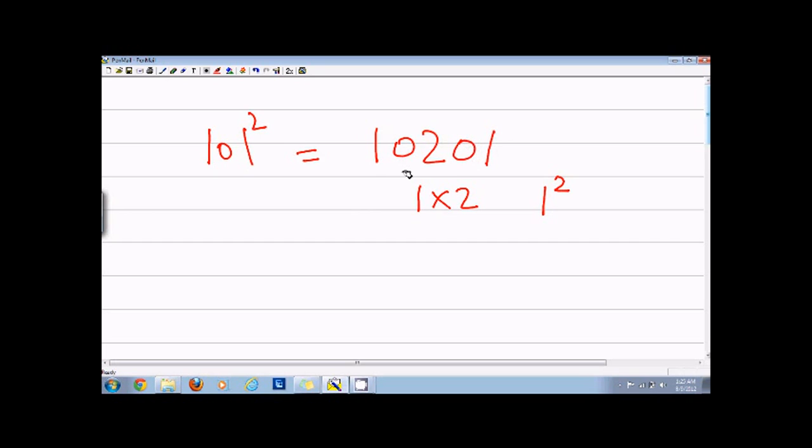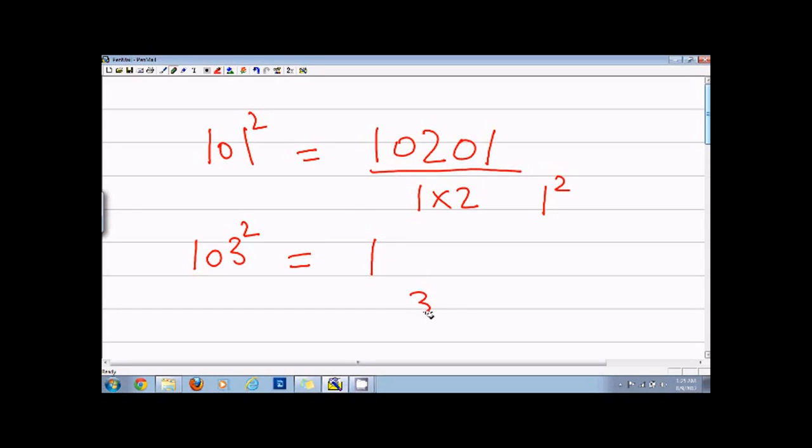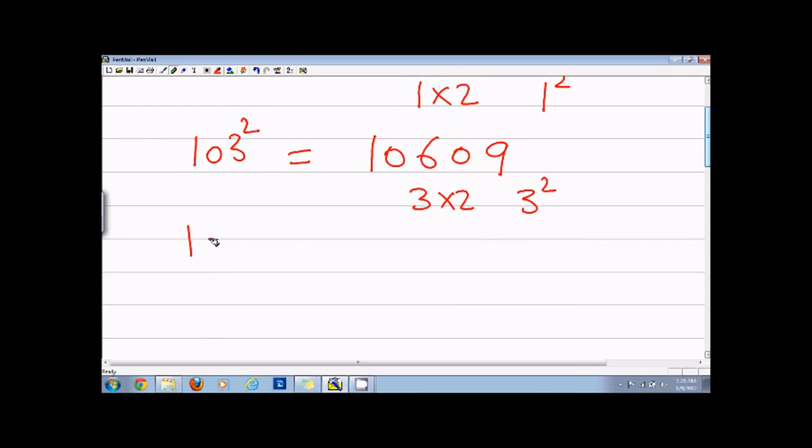Similarly, if I have 103 and I want to take the square of that, I will say 1 and then 3 into 2 is 6, so 106, and then 3 square is 9, so 10609. Similarly, if I have 105, then I'll do 1, so 5 into 2 is 10 and 5 square is 25.